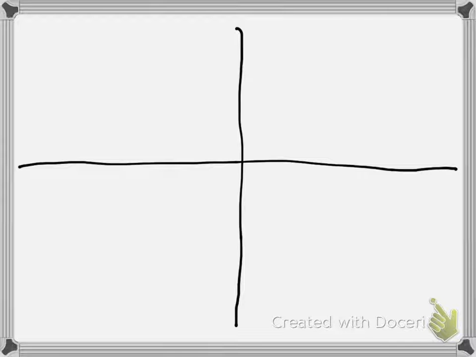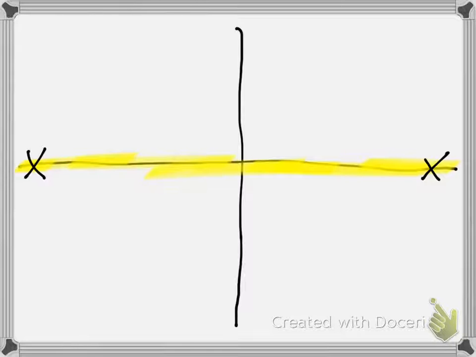So we call this line right here, I'll highlight it, the one going across the screen, we call that our x-axis. So I'll write x right here. This is our x-axis. Then the line running up and down the screen, we call that our y-axis. So the x-axis goes across the screen and the y-axis goes up and down.